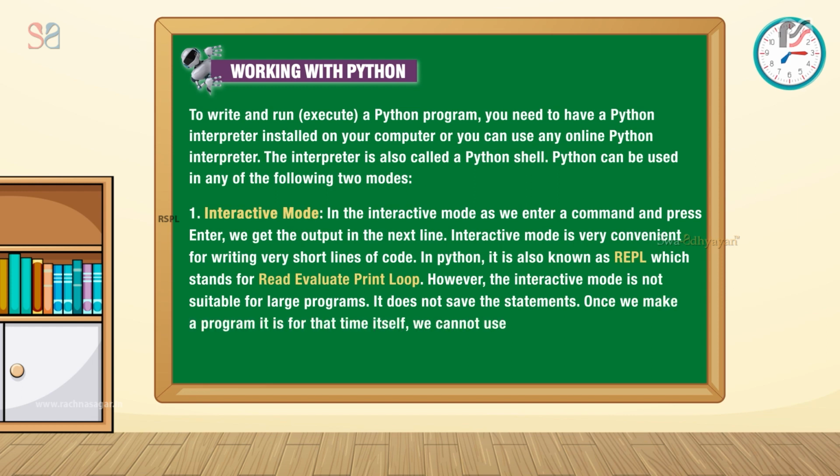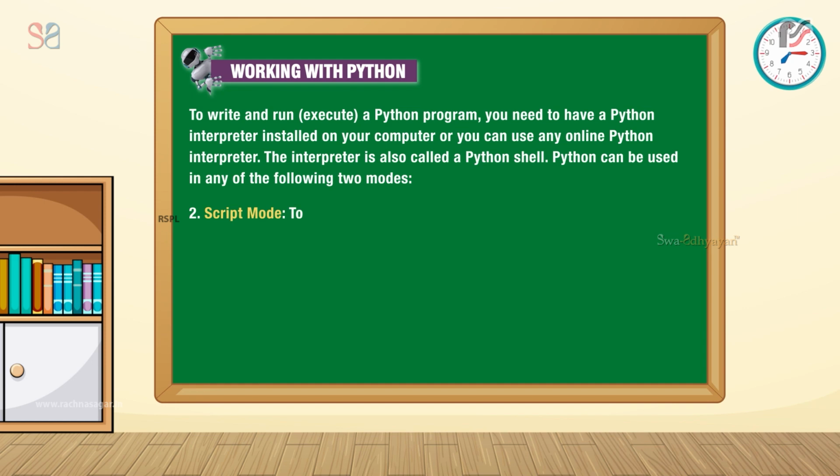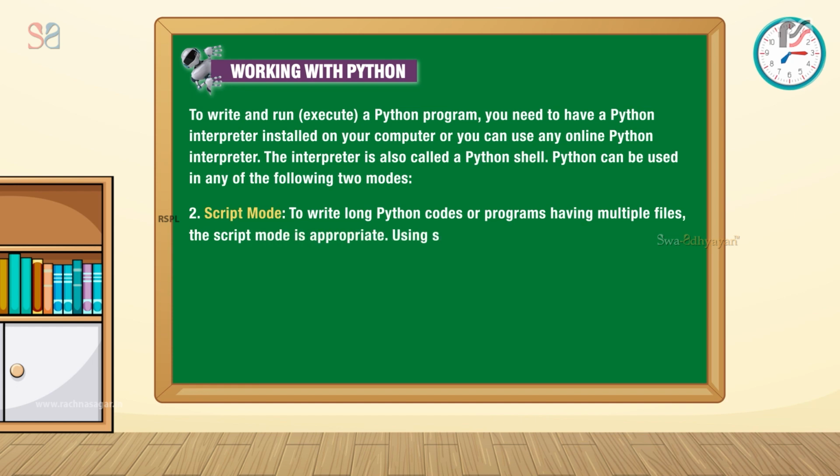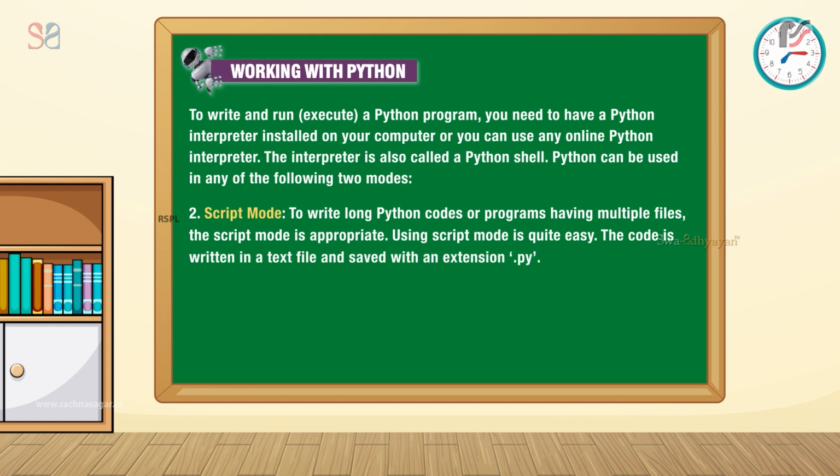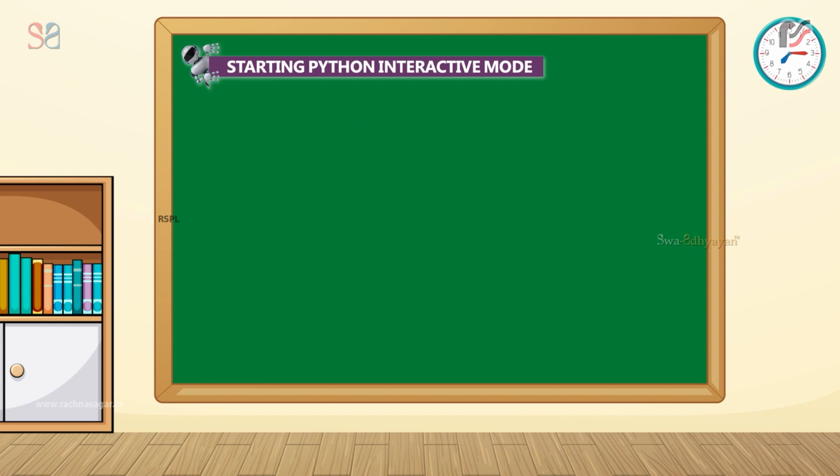Once we make a program, it is for that time itself. We cannot use it in the future. In order to use it in the future, we need to retype all the statements. The second is script mode. To write long Python codes or programs having multiple files, the script mode is appropriate. Using script mode is easy. The code is written in a text file and saved with an extension .py. Let us learn working with both these modes, starting with Python Interactive mode.